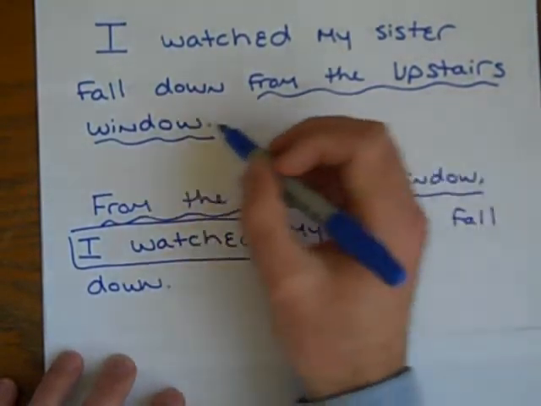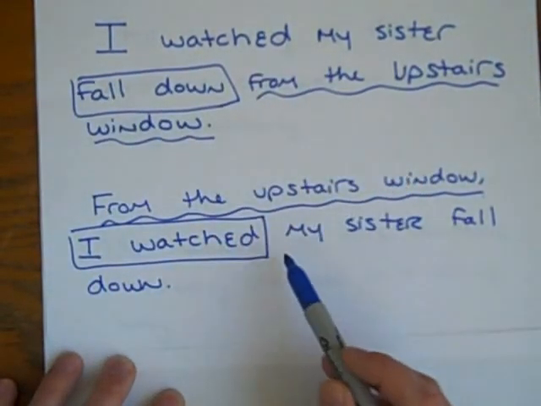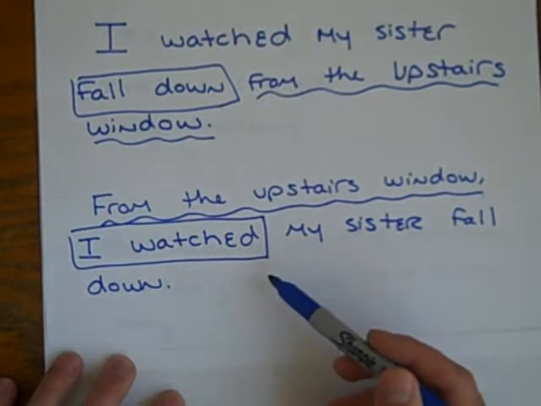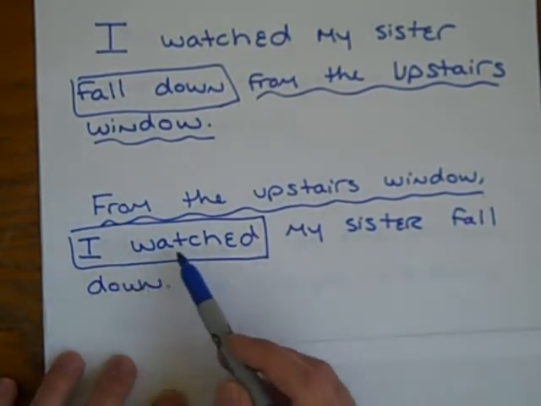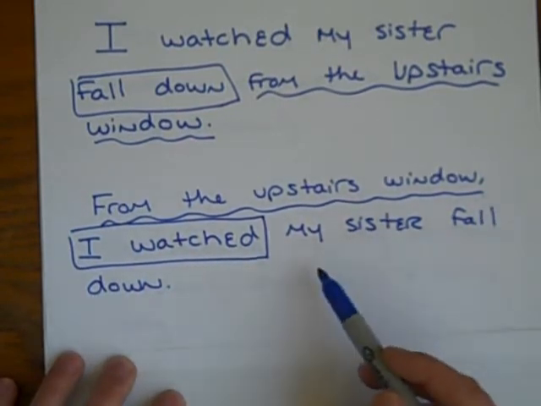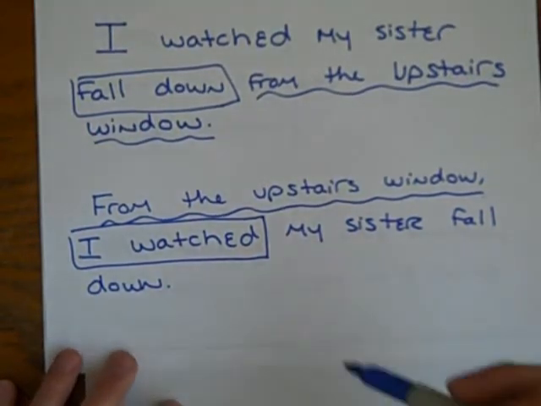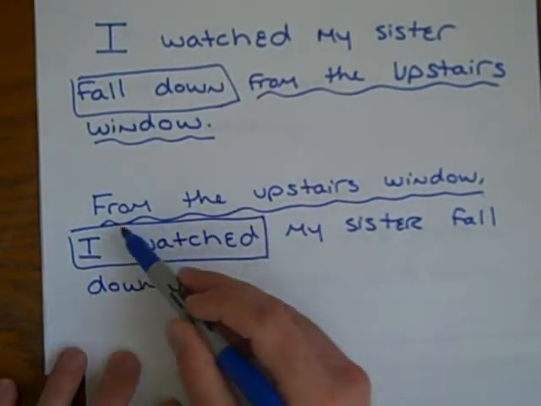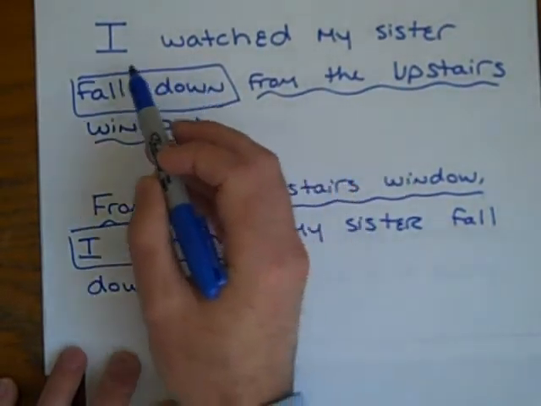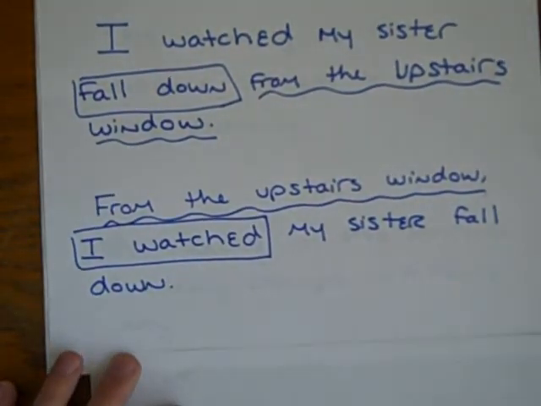So the difference between whether it modifies where she falls from or where I watched from is pretty significant in terms of the meaning of the sentence. You could even say, I watched from the upstairs window as my sister fell down, or something like that, if you want to modify it in a different way. Again, what's important is that this modifier is close to either I watched or fall down. And whatever it's closest to is what it's going to modify.